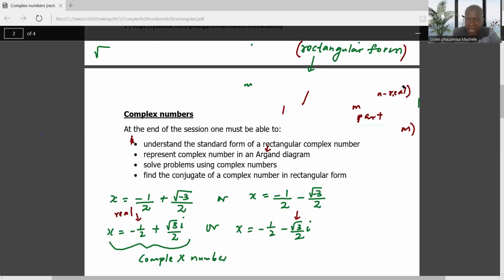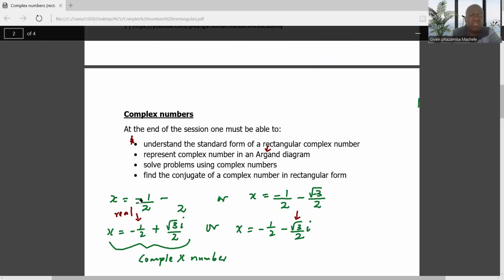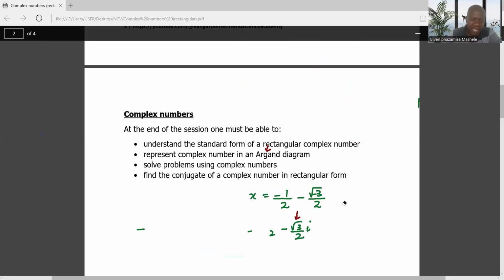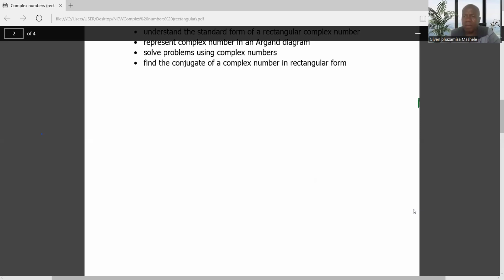An Argand diagram is just a Cartesian plane that is used when you are dealing with complex numbers. It's a Cartesian plane that is used under complex numbers. Let me just try to move this. Imagine we have the following Cartesian plane. Let me try to draw it. I'll just represent the positive one only. Okay, fine. So let's say we have the following Cartesian plane.